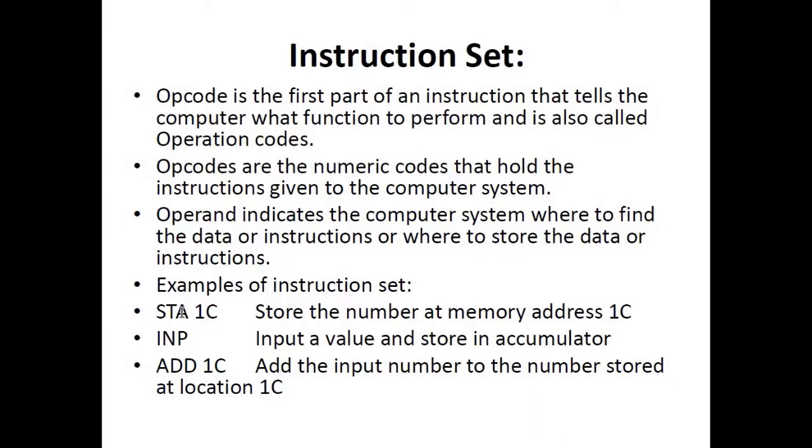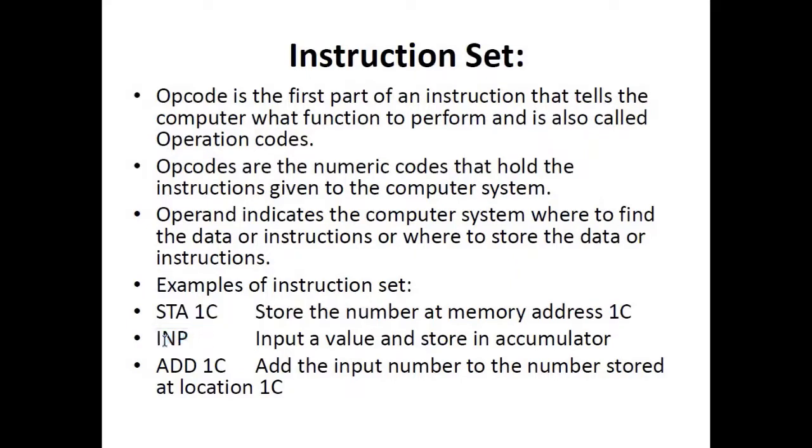For example, STA 1C. STA stands for store, so it is saying store the value at 1C. This would be a memory location. Now remember that an instruction always has two parts with a space in between. The first part is the OP code or operation code, and the second part is the operand. OP code tells the computer what task or operation to perform, and operand tells the computer where to store the data or from where to retrieve the data. So STA 1C means store the number at memory 1C.